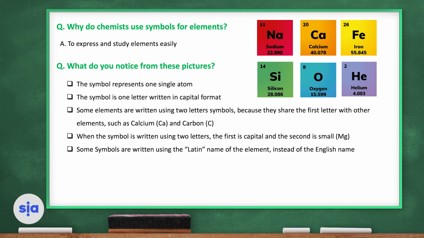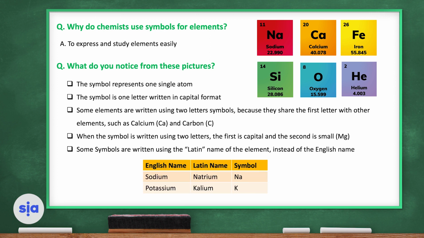Some symbols are written using the Latin name of the element, not the English one. So, for example, how come it's sodium and written Na? Because it's written after its Latin name, not its English name. Its Latin name is natrium. So that's why it's written Na. Potassium, for example, starts with P, but its symbol is K, after its Latin name, kalium.